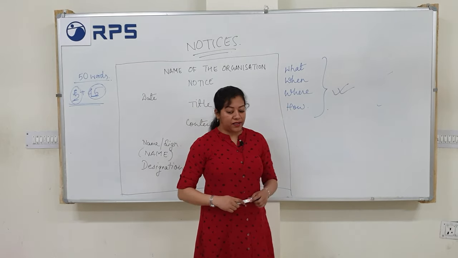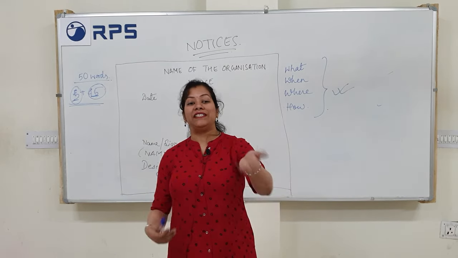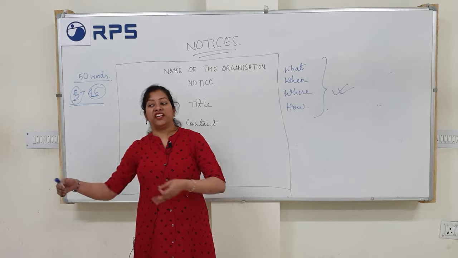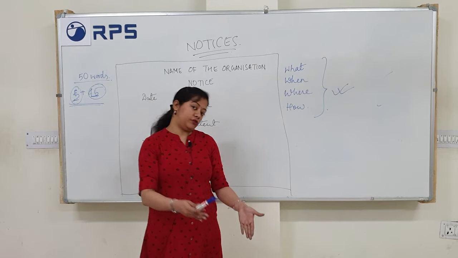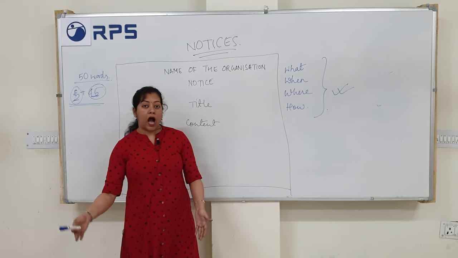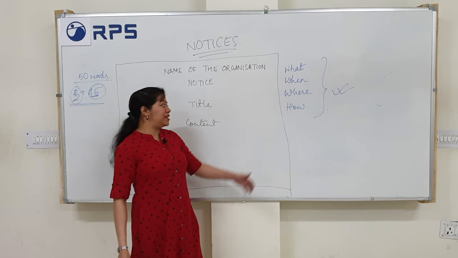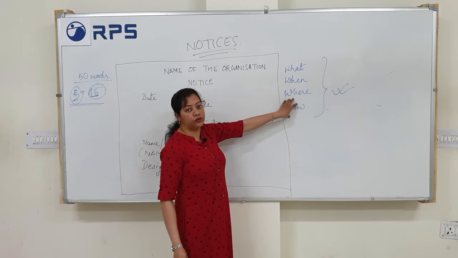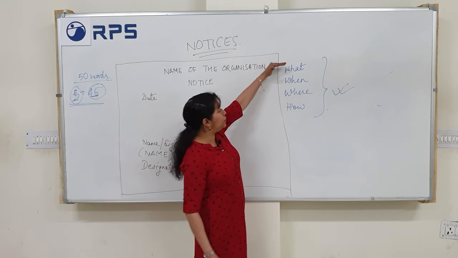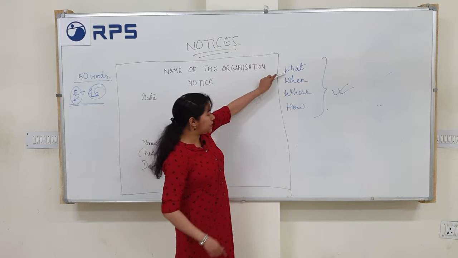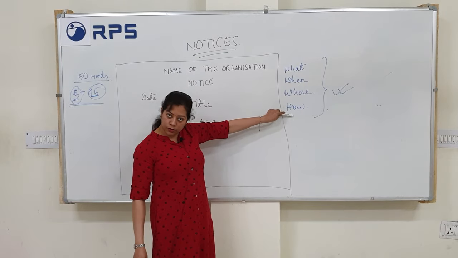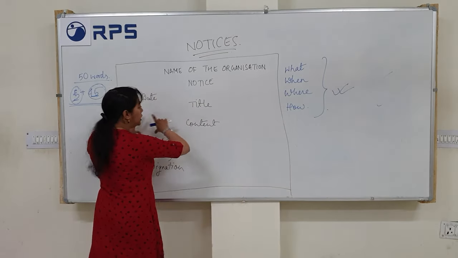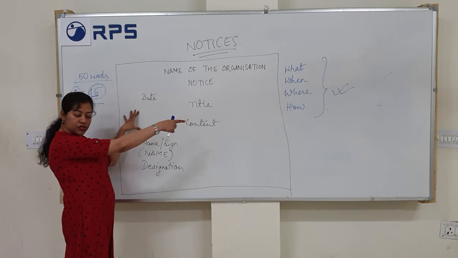Next is how. In some cases, we also invite participants. How it is going to be, like your school is going to form the school cricket team and students are to be chosen for it, and how it is going to be conducted, that is by the selection team and all that. So in some cases how is also necessary. So in your notice, you have to mention all these things: what, when, where, how. Understood? This will form the first paragraph of your notice. Your first paragraph will contain all these points.